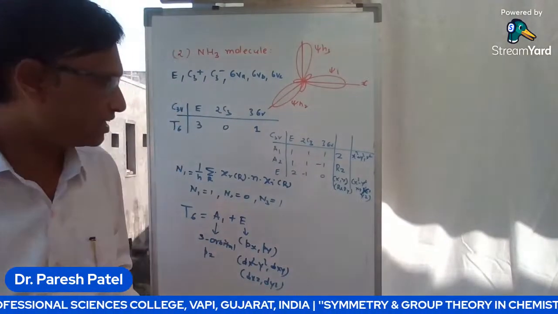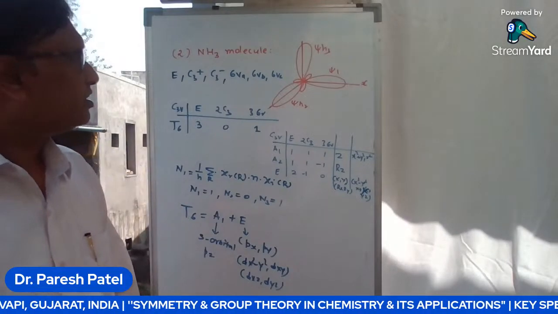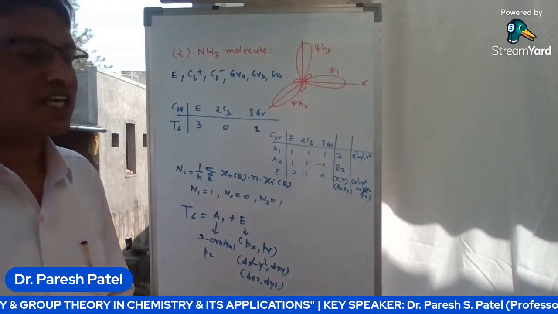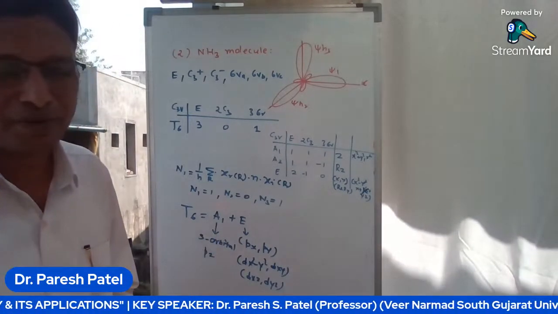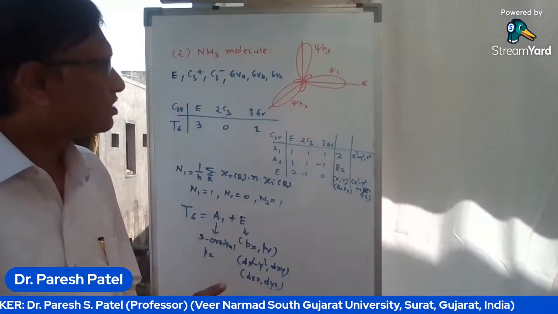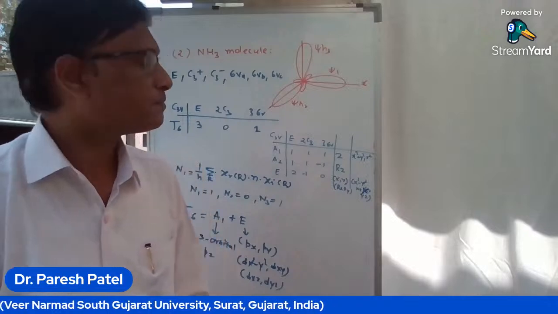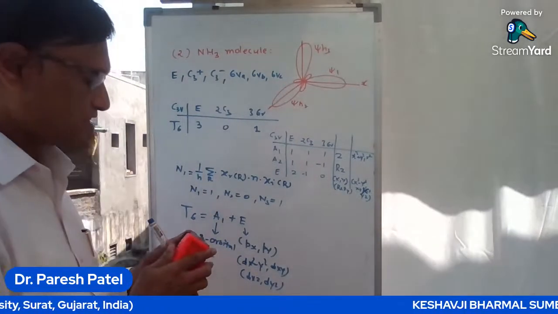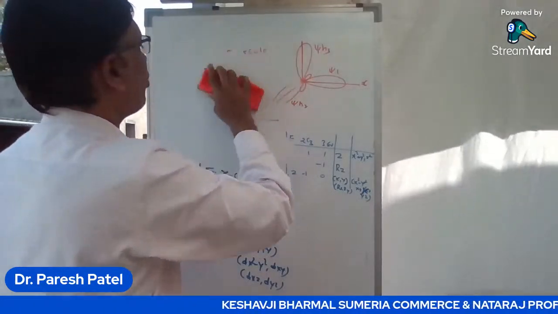So we can predict that in the ammonia molecule, the hybrid orbitals can be formed by either sp2 hybridization or sd2 hybridization. But we know that the p orbital is closer in energy. So hybrid orbitals in the ammonia molecule can be formed by sp2 hybridization. So dear students, these are the applications of group theory in sigma bonding.